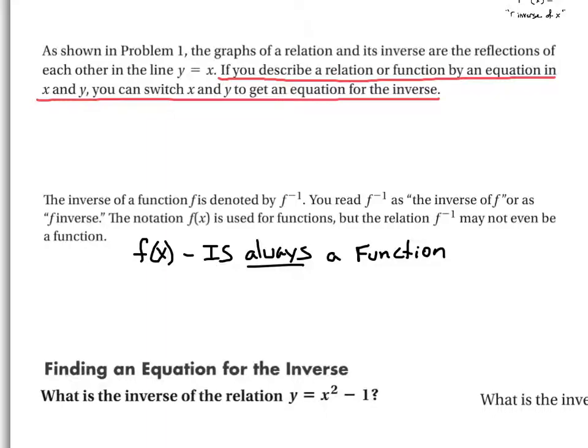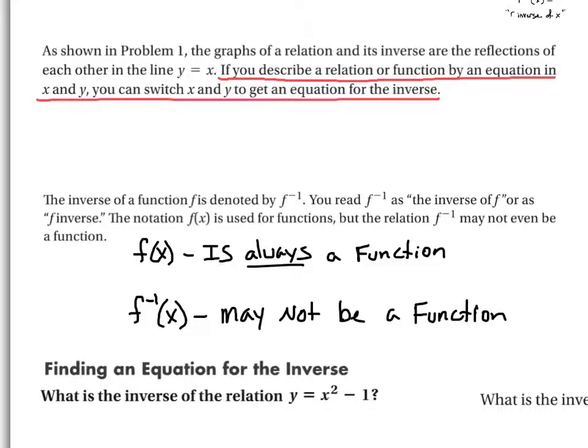But the new notation for inverses, again, this gets kind of confusing. The new notation, f inverse of x, may not be a function. It could be, but it doesn't have to be. All that notation is saying is that that equation is the inverse of a function, that the original equation was a function. Catch what I'm saying? That's all it's telling us. It's telling us that the original was a function.